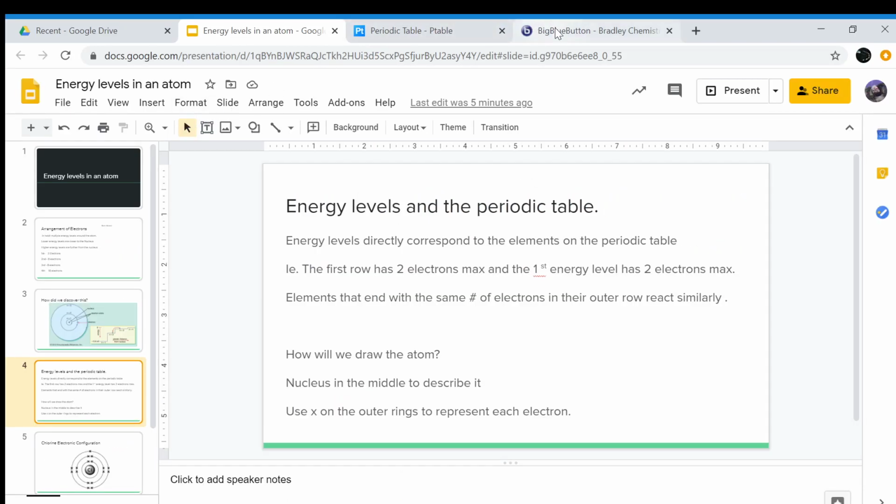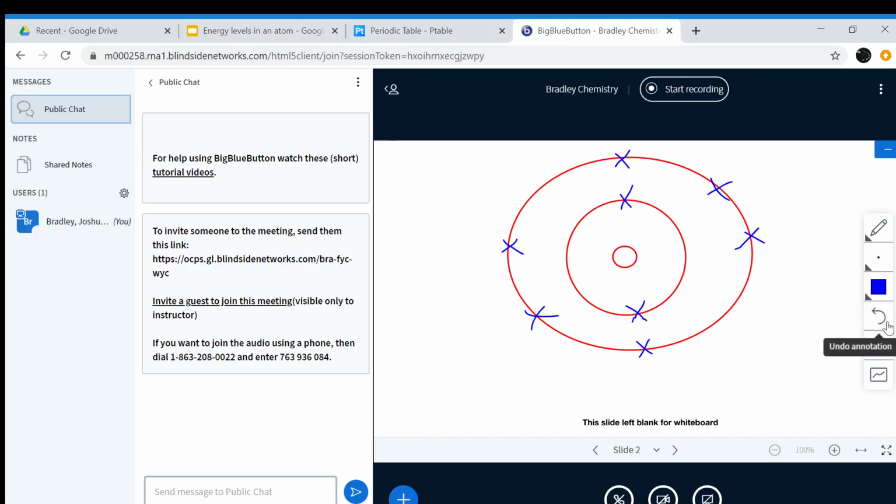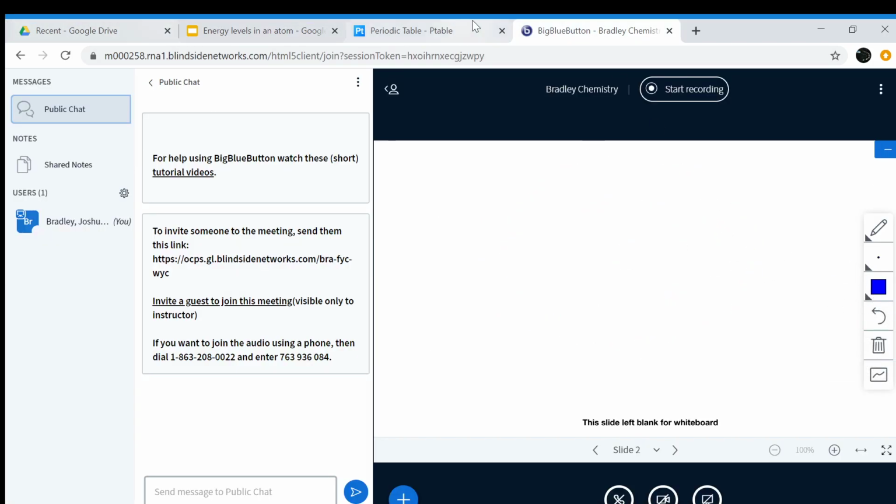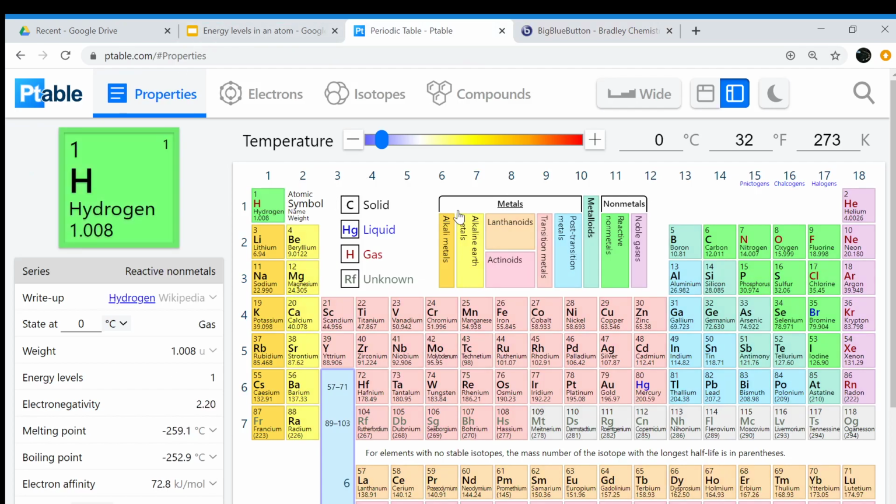So first let's get rid of this one. We're going to pick an atom at random here, and let's go with aluminum. Big fan of aluminum.